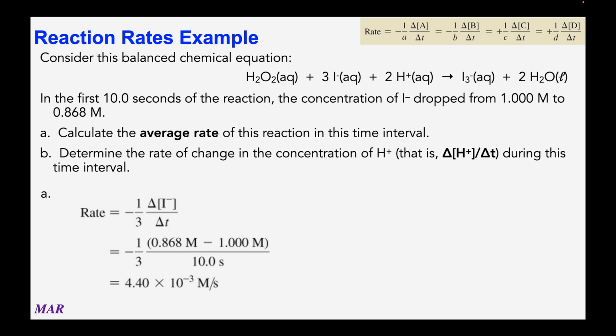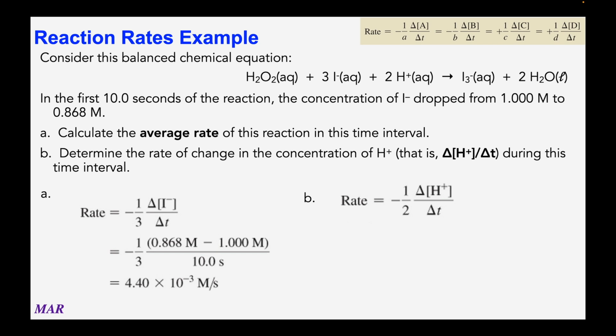That's what it's saying. Now, in the second part of this reaction, we're going to do delta H+ over delta T, and it's going to look somewhat similar. The H+ has a 2 in front of it, so instead of 1 over 3 like we had for iodide, we're going to use 1 over 2, and H+ is a reactant, so there'll be a negative in front of it. So the rate for this one will be -1 over 2 delta H+ over delta T. Again, notice it's a reactant, so we put a negative in front of it. It's 1 over 2 this time because H+ has a 2 in front of it, not the 3 like we had last time.